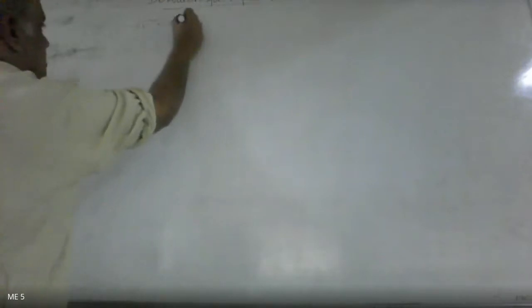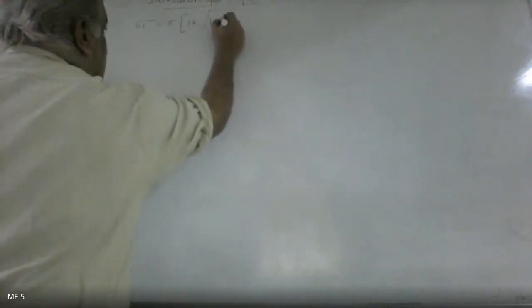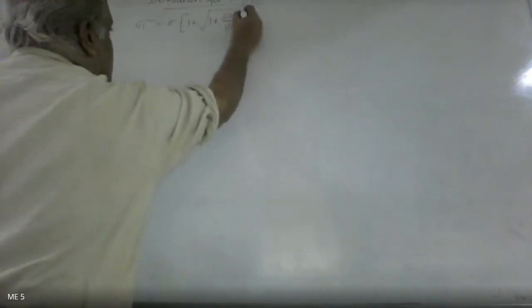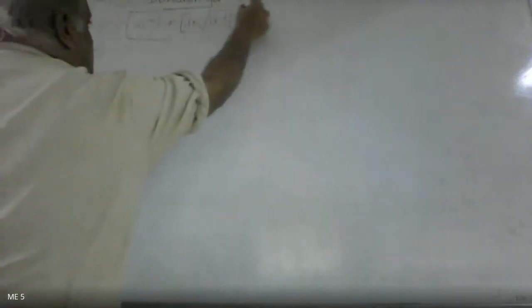We are going to derive an expression in the form sigma I is equal to sigma into (1 plus root of 1 plus 2h by delta). This is the equation that we are interested to derive now.